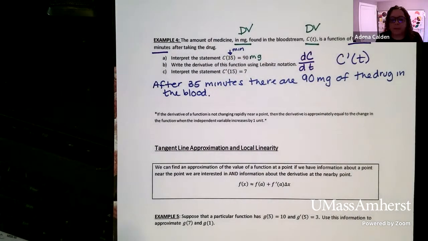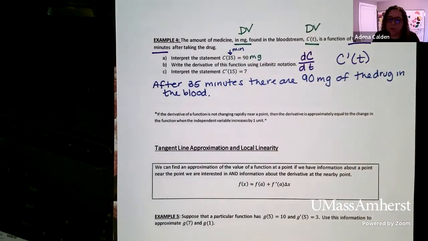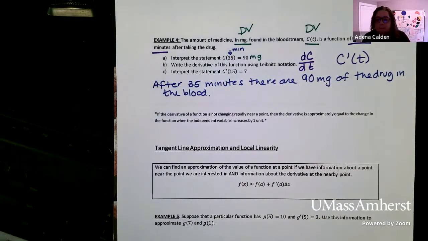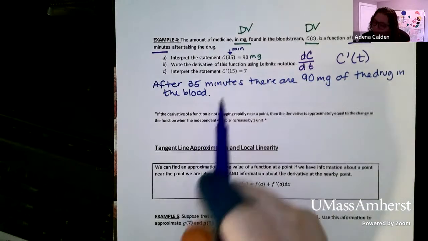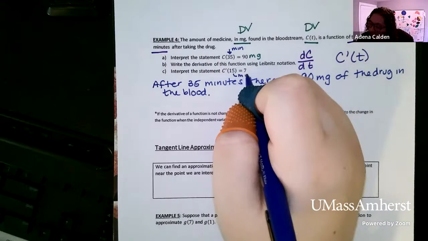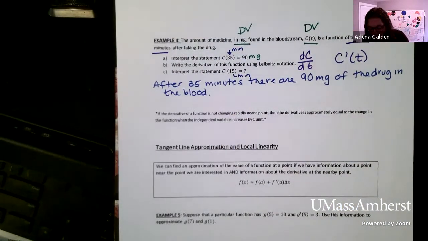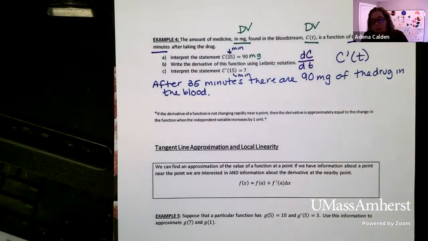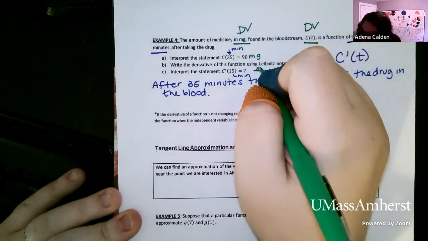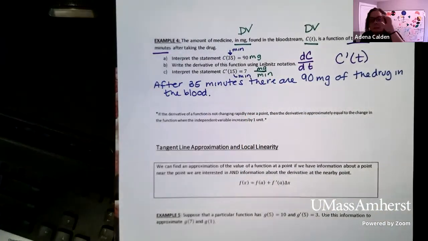And then for part C, we're interpreting the statement C prime of 15 equals 7. So again, when we talk about the 15, that is always going to be related to the independent variable, because the thing you plug in is related to that. And so that's going to be minutes. And then the 7, this is where we have to use our derivative knowledge. So again, we're going to take our dependent units, which are milligrams, over our independent, which are minutes.